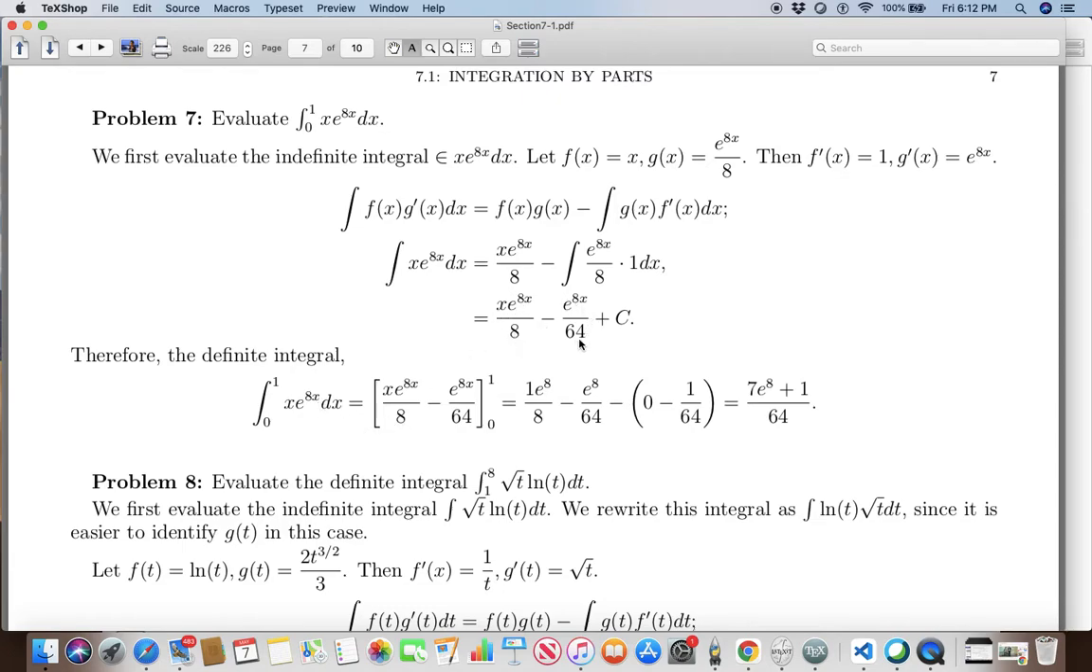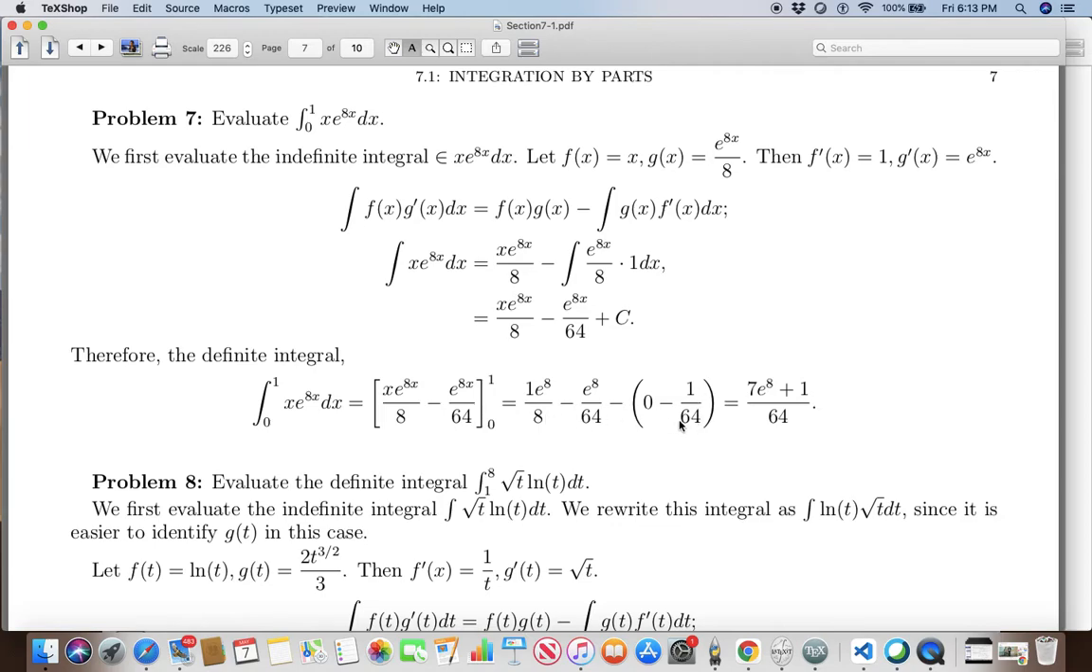So I'll take this integral and evaluate it at 1 and 0. When you first evaluate at 1, you get 1 e to the 8 over 8 minus e to the 8 over 64, minus. When we evaluate it at 0, that x forces the first term to be 0, minus. When you substitute x equals 0, that gets me e to the 0, which is a 1. Okay, with a negative here, you see. So with a minus and a minus, it's positive.